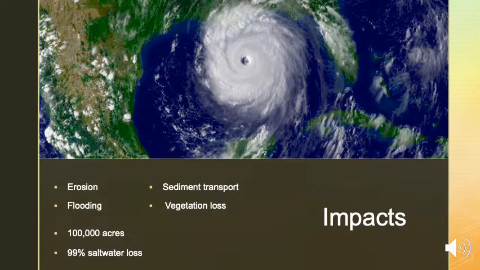According to the EPA, an average of 80,000 acres of coastal wetlands were lost per year due to both human activity and natural processes between the years of 2004 and 2009. One of the biggest issues is the conversion of saltwater wetlands to open deep water, with around 100,000 acres being lost over those years, accounting for 99% of all saltwater losses.